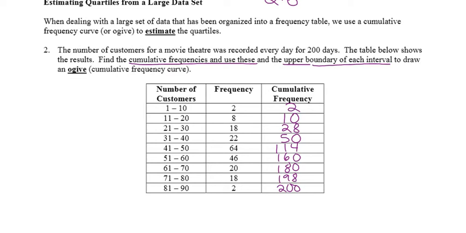Okay, do you understand what the table is telling you? Okay, so on 22 days, there were from 31 to 40 customers. So now we're going to take this data and put it into the chart on the following page. We're going to use two numbers, right? The cumulative frequency and the upper boundary of each interval.